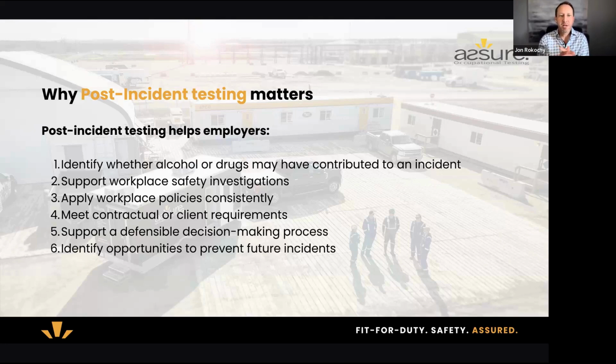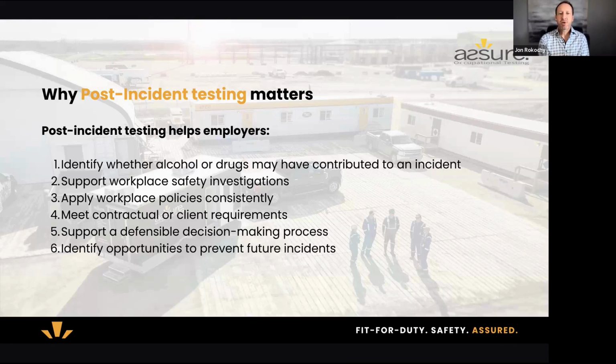It helps you as a company identify whether drugs or alcohol may have contributed to an incident. This is important information when you're doing an investigation after an incident. Were drugs or alcohol a factor? It's going to support workplace safety investigations. It's going to help you apply your policies consistently. If your drug and alcohol policy at your company states we do post-incident testing, then you get to do post-incident testing consistently, enforce that consistently amongst your entire staff every time there's an incident.